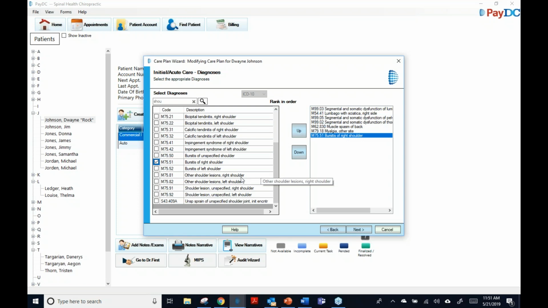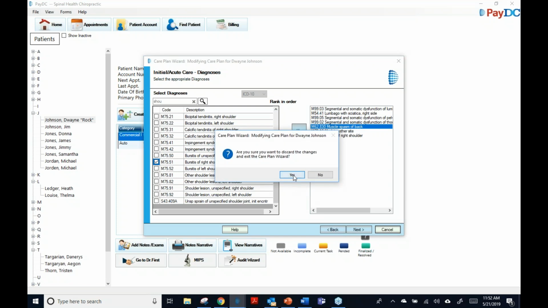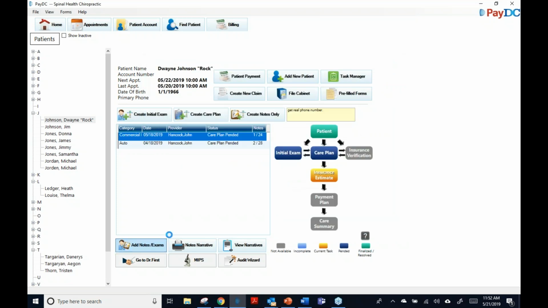In the subsequent visits, though, you can change and update those codes, okay? And so you don't have to stick with these forever. You might find that there's no more muscle spasm and you delete it after the 5th visit or something. But this is where it gets started within the system. I'm going to cancel this and jump into a note on Dwayne.